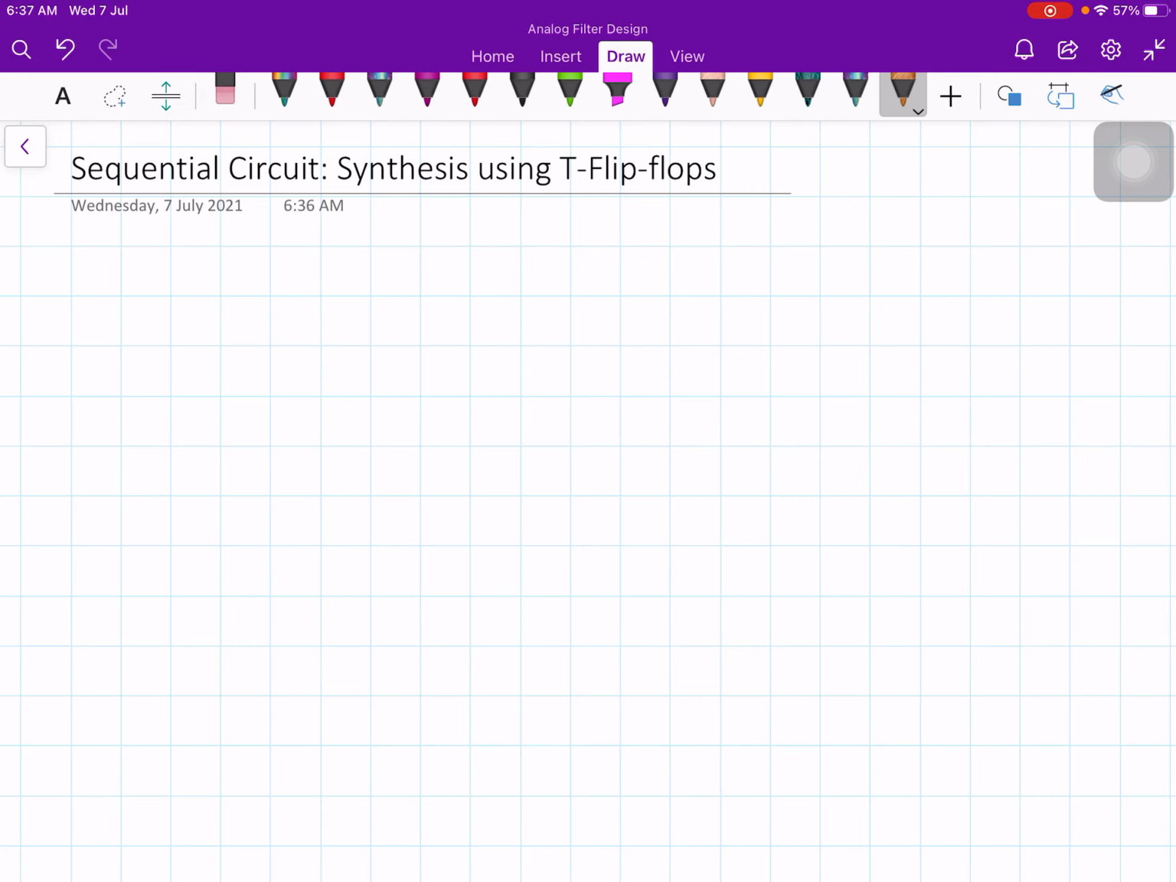Okay, in this video let us discuss the sequential circuit design procedure which uses T flip-flops. In the last lecture we discussed the design of a sequential circuit using JK flip-flop. Now let us demonstrate the design procedure by using a simple example. I would like to consider a binary counter, and design it using T flip-flops.